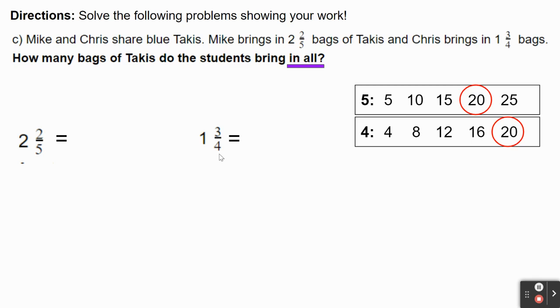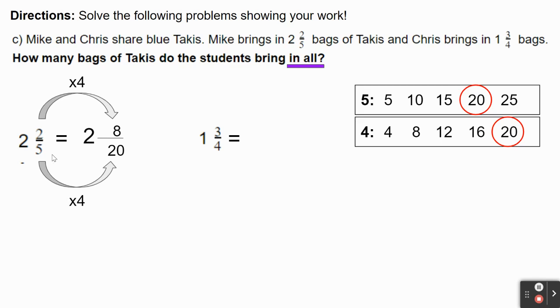Let's start with 2 and 2/5. We know that in our equivalent fraction, the denominator is going to be 20. So let's ask ourselves, what do we multiply by 5 to get to 20? Well, 5 times 4 is 20. So since we're multiplying by 4 on the bottom, let's multiply by 4 on the top. 2 times 4 is 8, and the whole number 2 stays the same.